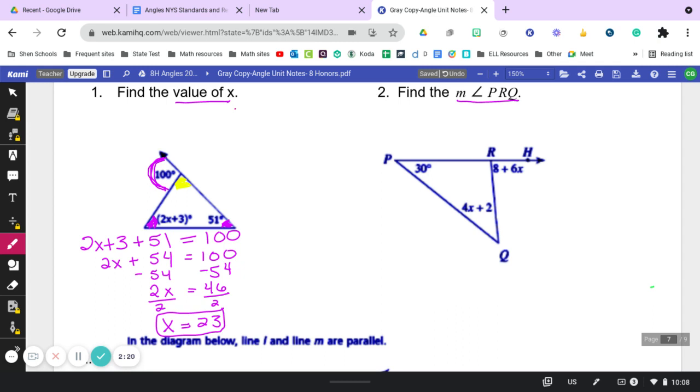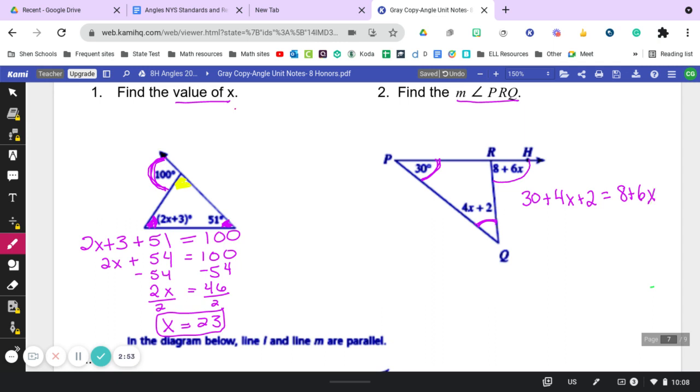So again, I'm going to start with, okay, here's the exterior angle. The exterior angle theorem states that the exterior angle is equal to the sum of the remote interior angles. So the non-adjacent interior angles would be this angle and this angle: the 30-degree angle and the 4x plus 2 angle. This one's a little bit more intense. So I have the 30-degree angle plus the 4x plus 2 angle, and that's equal to the 8 plus 6x angle.